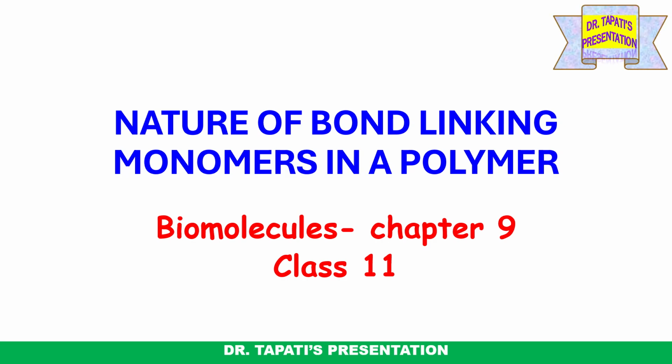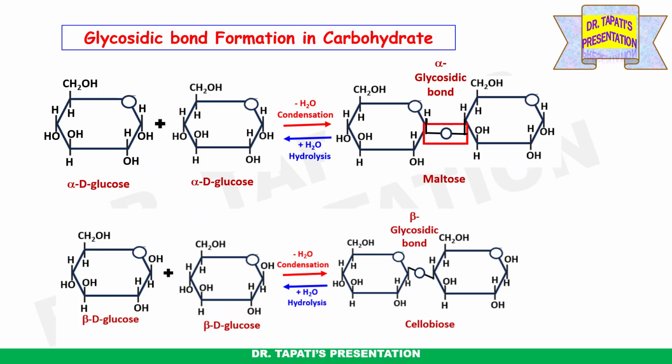In this video, I'm going to explain shortly about the nature of the bond linking monomers in a polymer, including carbohydrate, protein, nucleic acid, and lipid molecules. In a polysaccharide, the individual monosaccharides are linked by a glycosidic linkage. This bond is formed by dehydration, or you can consider that one molecule of water is removed, so that the glycosidic linkage is produced between two monomers.